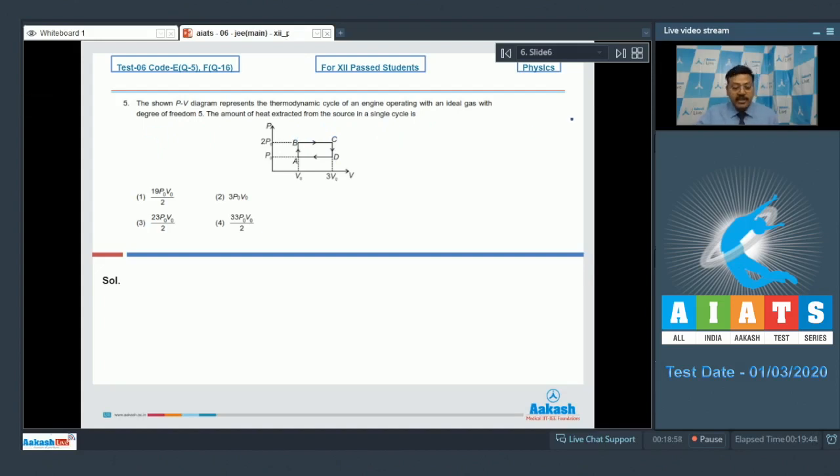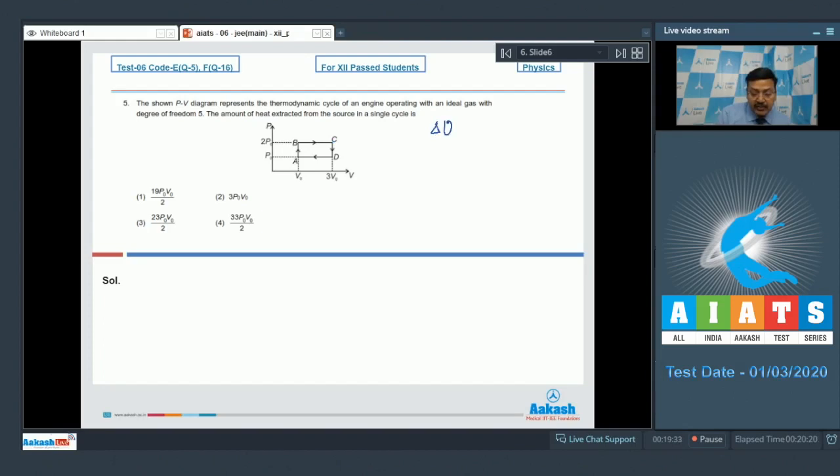Of course, there is a thermodynamic process involved. So the question is from the topic thermodynamics, and it is in fact related to the efficiency of a cyclic process. Now we have to identify the processes in which heat is being absorbed from the source. If we look at the process AB, the process is isochoric, but the pressure is increasing, the temperature is increasing, and so heat is being absorbed. So heat is being absorbed in process AB, so that will be of interest to us.